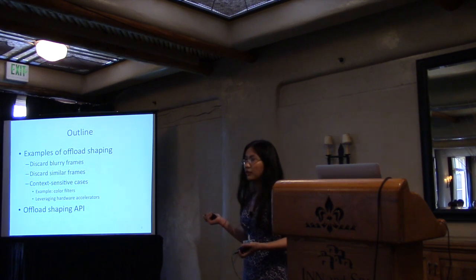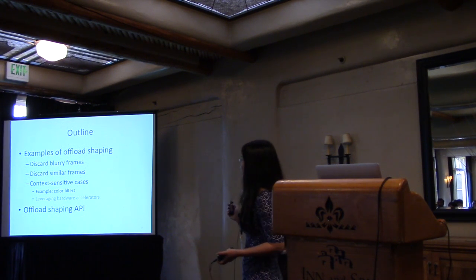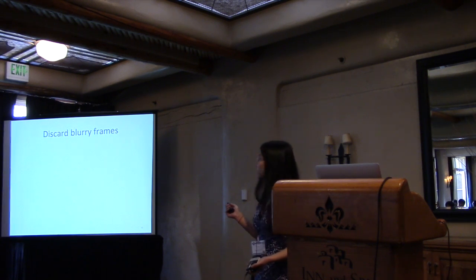Then we propose an offload shaping API for applications to do this easily. So in the interest of time, I'm not going to cover the hardware accelerator part. You are very welcome to read our paper if you are interested. Now let's start with the first example, discarding blurry frames.